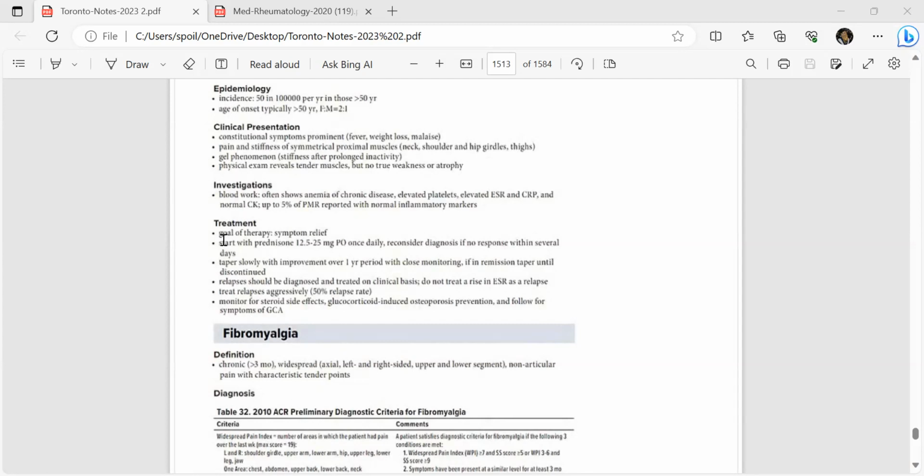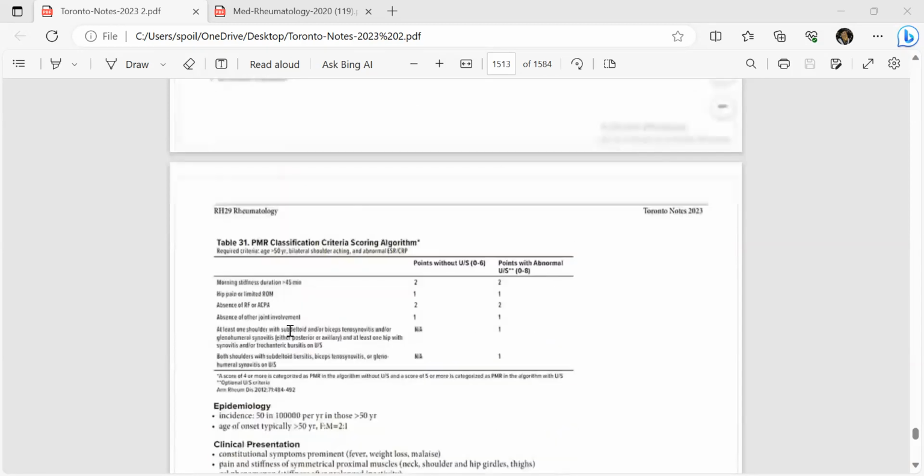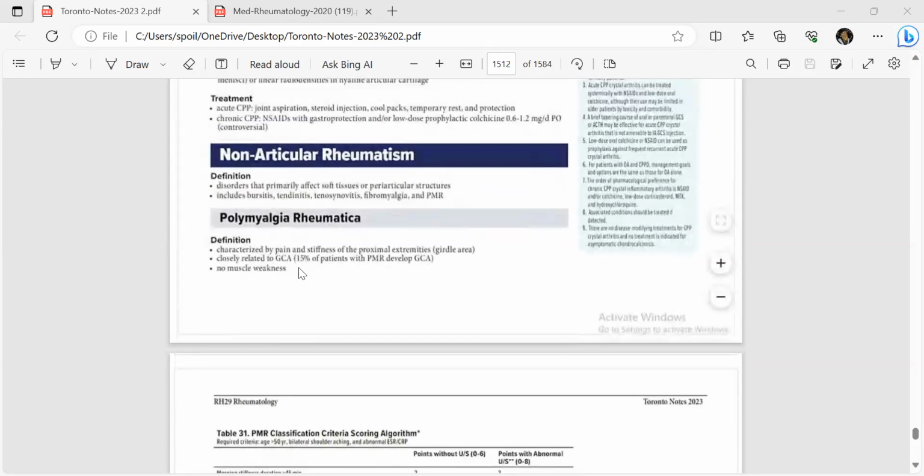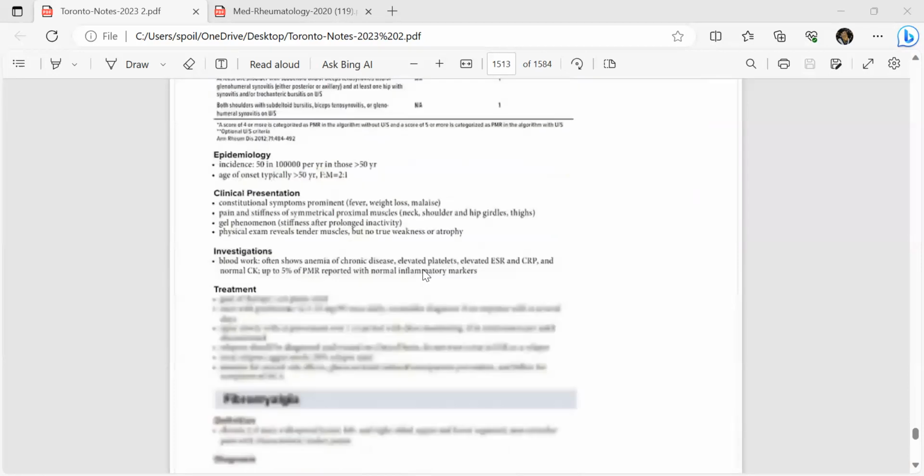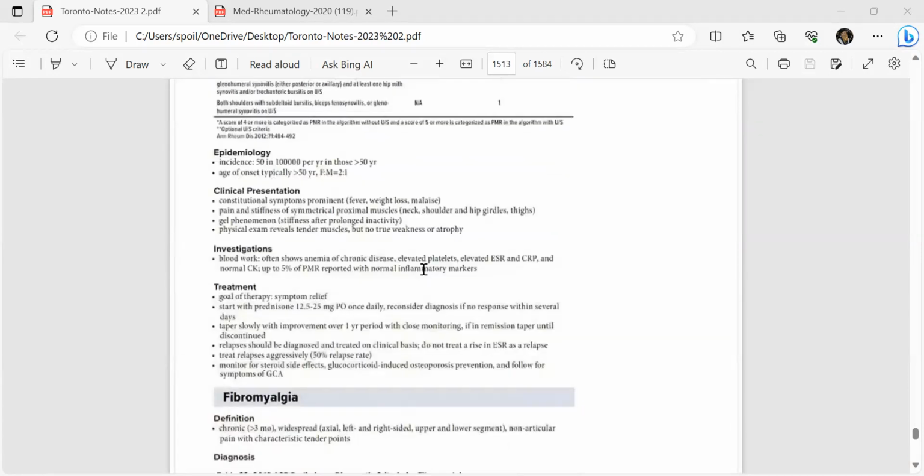That is, glucocorticoid-induced osteoporosis prevention and follow-up for symptoms of GCA, as we just studied above, that 50% of patients with PMR will eventually develop GCA. So the incidence is 50 in 1 lakh persons. It's more common in females. Age is greater than 50.